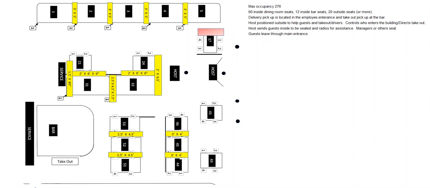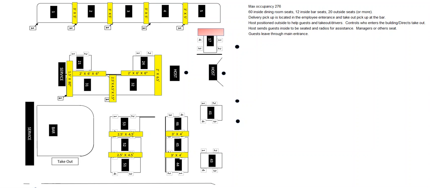Okay, so max occupancy is 276, as you can see on the right. Total seat count is 60 plus 12 in the bar inside for a total of 72, plus 20 outside seats. So I think that puts us well below our max occupancy, including employees, which I think is counted in that number.